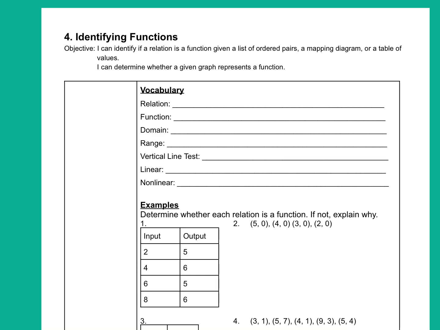For this lesson, we're going to look at what a function is, and then also how to identify a function if we're given a list of values, a table, a mapping diagram, and a graph. So first we have a relation, and that is just a set, which is a list of ordered pairs.